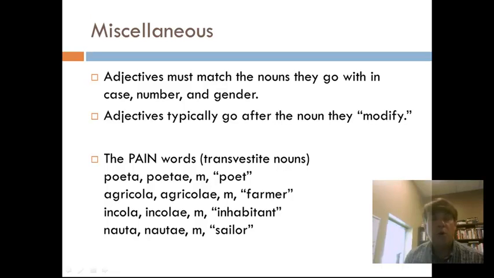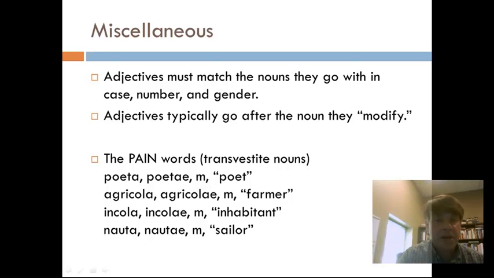Okay, there are also pain nouns. Again, I'm not meaning to offend anybody. I'm just trying to help you remember that these words look feminine, but they are actually masculine, the pain words. So poeta, and I'm sorry, that should be a long E. I meant to get back to it, but I failed. So poeta, it looks feminine with that A there, but it's actually masculine, and it means poet.